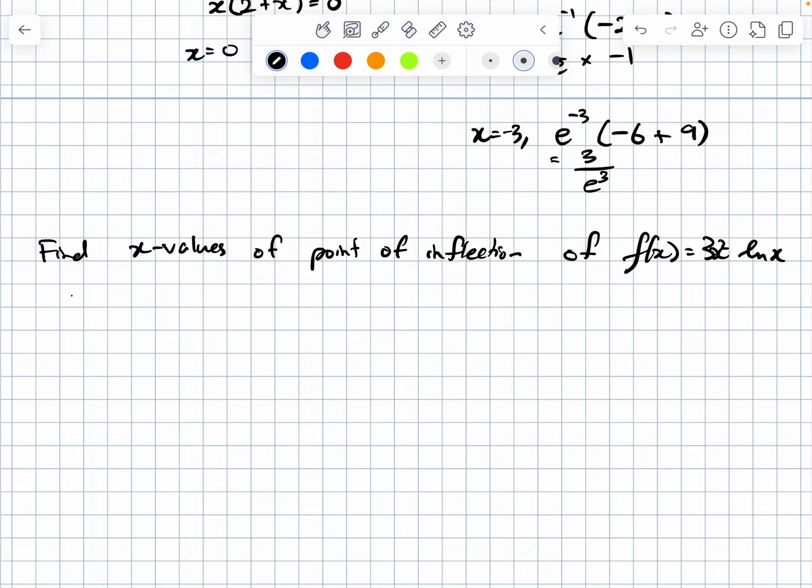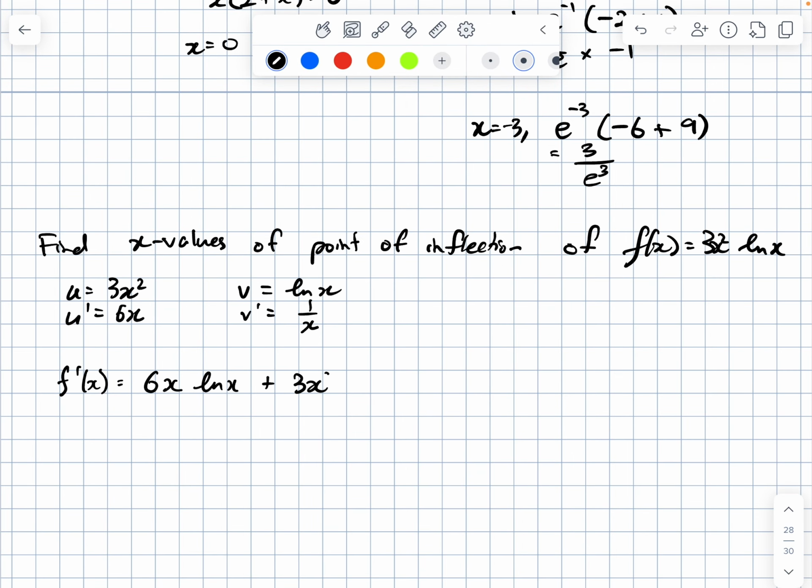Now we have a product rule here again. So u equals 3x squared, so u dash is 6x. And v equals ln x, so v dash is 1 over x. That means that the first derivative is equal to u dash times v, 6x times ln x, plus u times v dash, 3x squared times 1 over x. Simplifying, we get 6x ln x plus 3x.